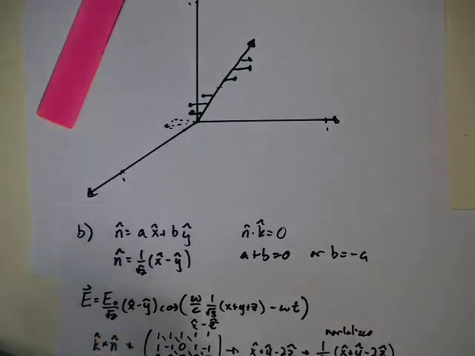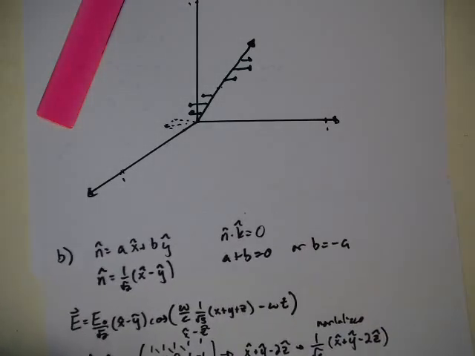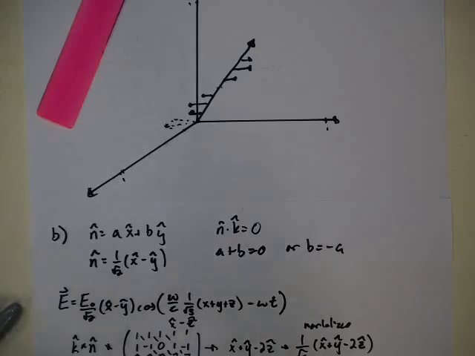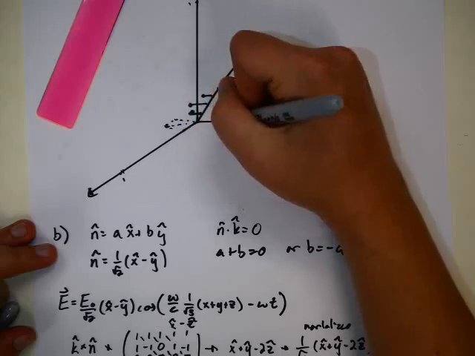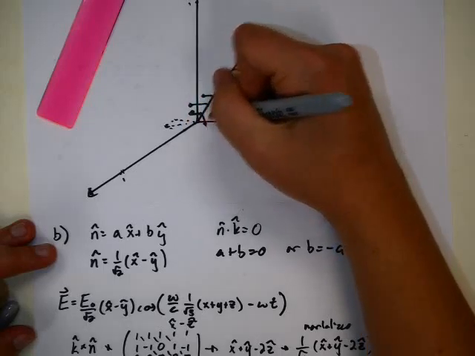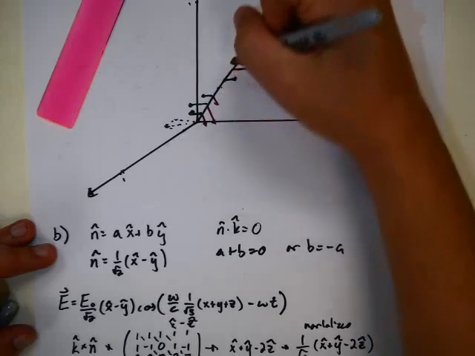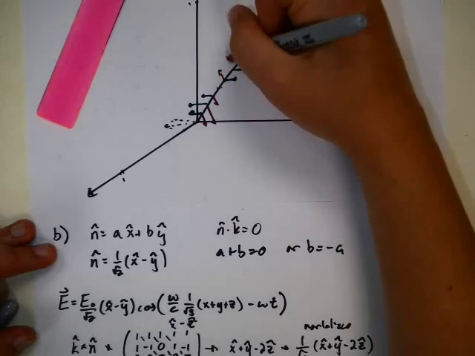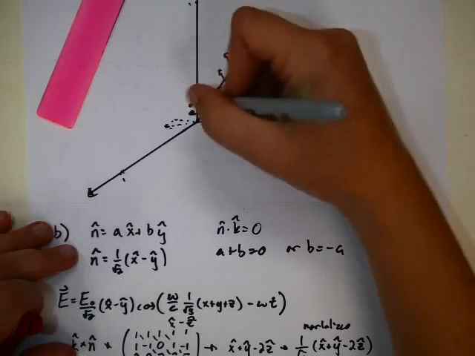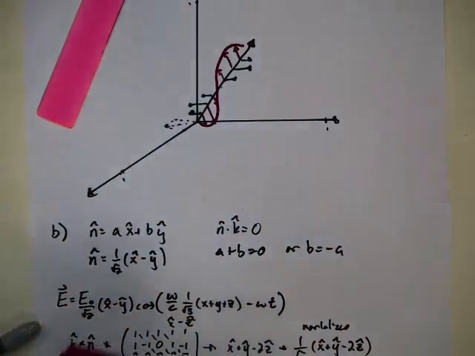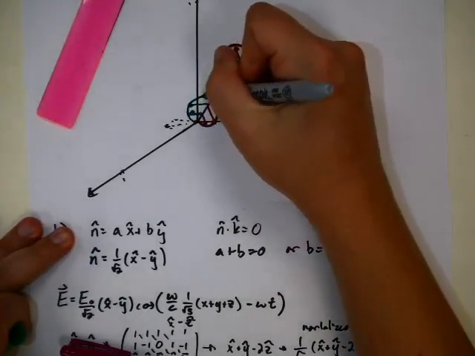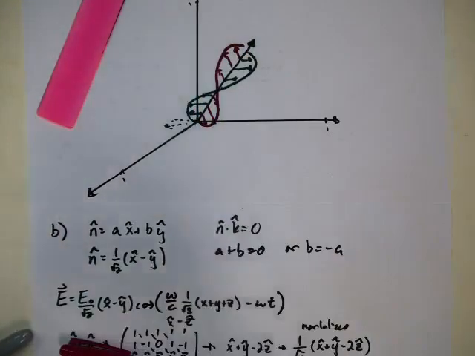And then I'm going to do the same thing for x plus y minus 2z, which will be kind of in this direction. So I'm going to draw a sine wave. And then I'm going to come over like that. And here is my sketch of that wave that was described in the problem.